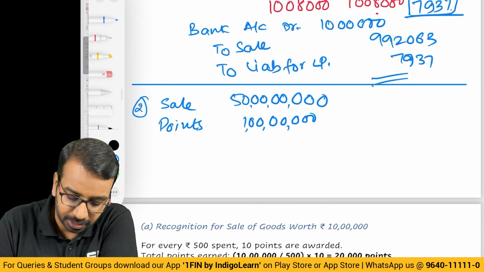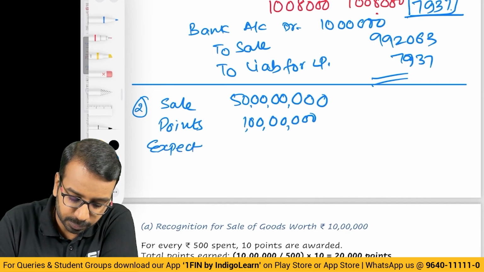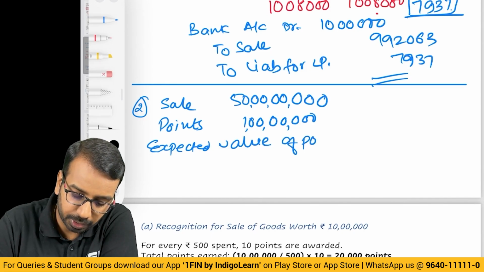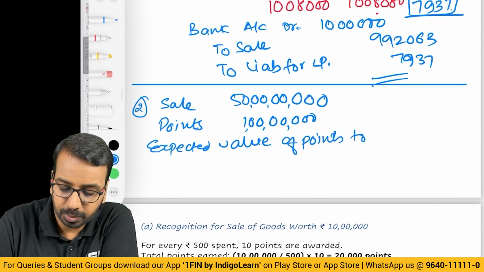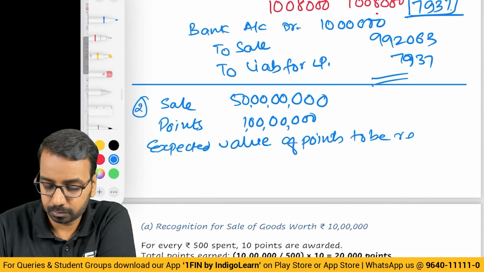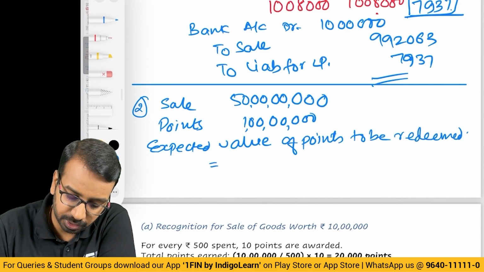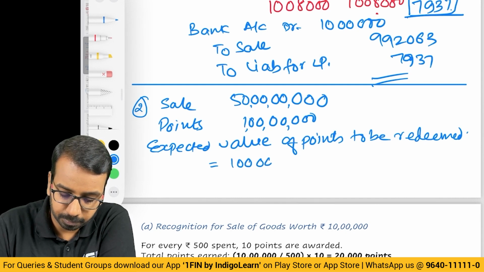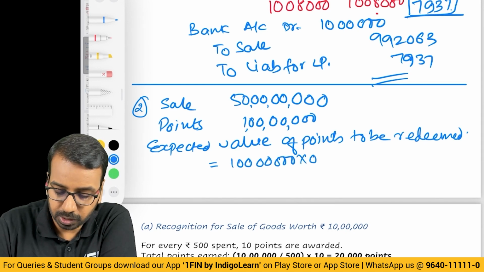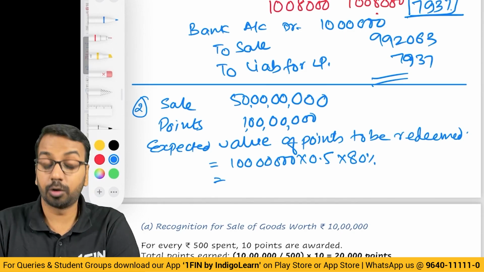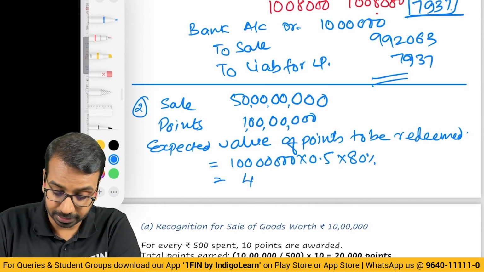Points is 100 lakhs or 1 crore. Expected value of points to be redeemed: how much is the expected value of points to be redeemed? 1 crore into 0.5 into 80%. This is 1 crore into 0.5, 50 lakhs, into 80%, 40 lakhs.